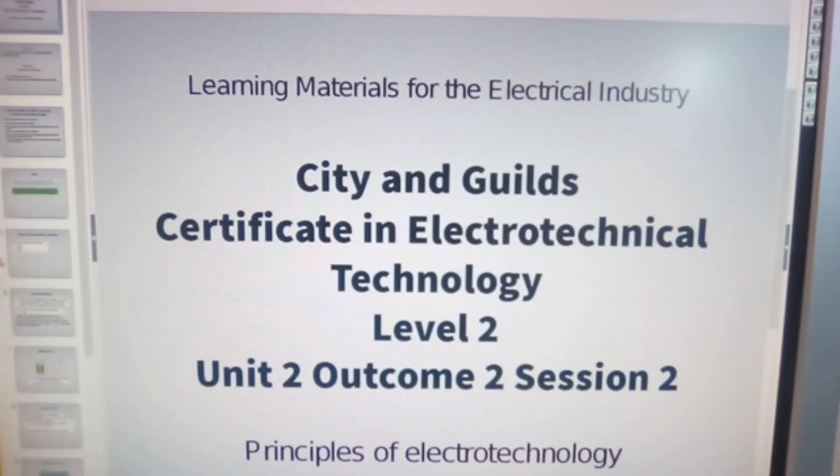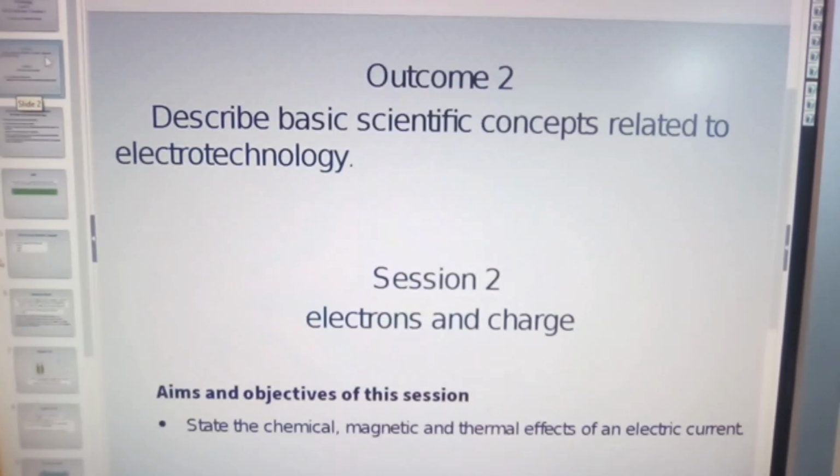What I want to continue with is electrons and charge, and this is electron and charge session 2.